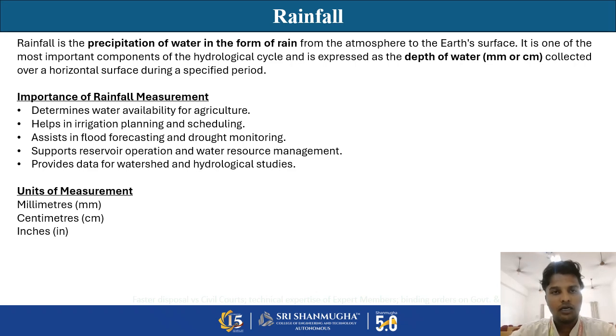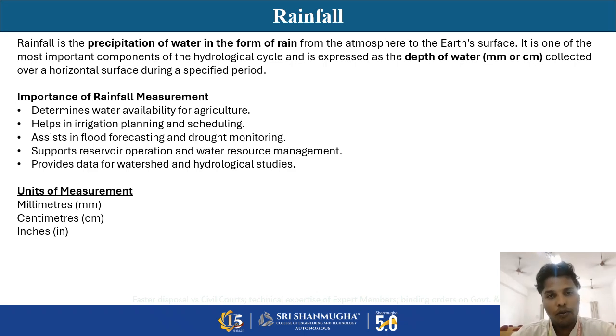Here I have given the definition of rainfall. Rainfall is the precipitation of water in the form of rain from the atmosphere to the earth surface. It is one of the most important components of the hydrological cycle, expressed as the depth of water. The units are mm or cm, collected over a horizontal surface during a specified period. So you understood that rainfall is the precipitation of water in the form of rain to the surface.